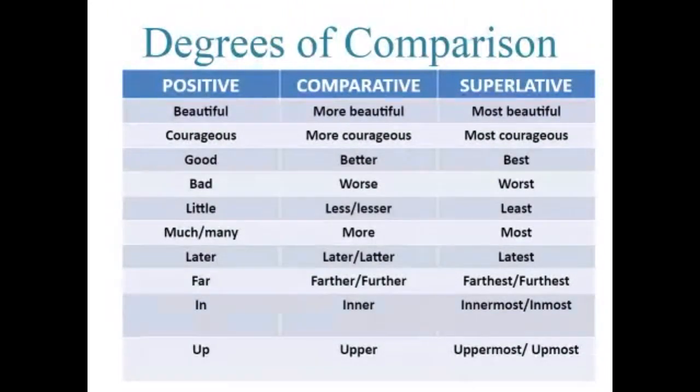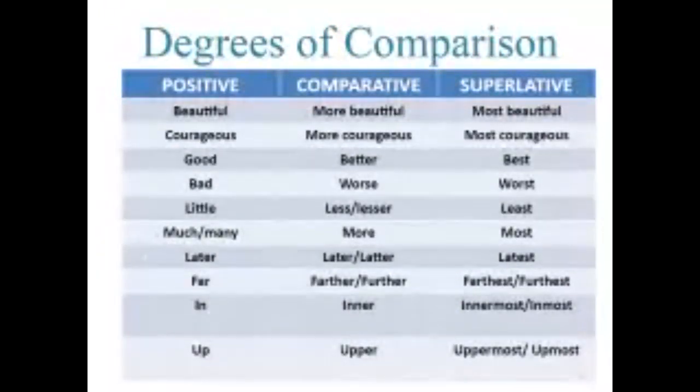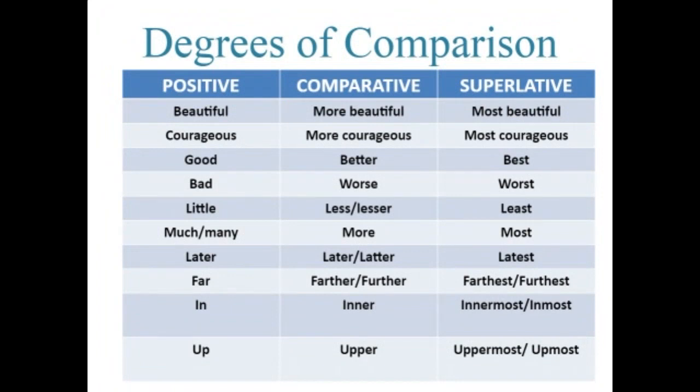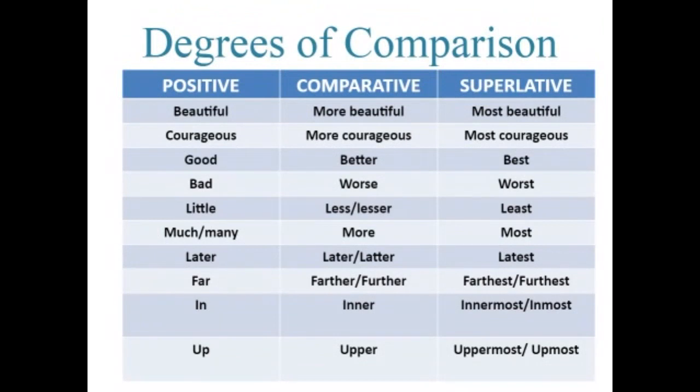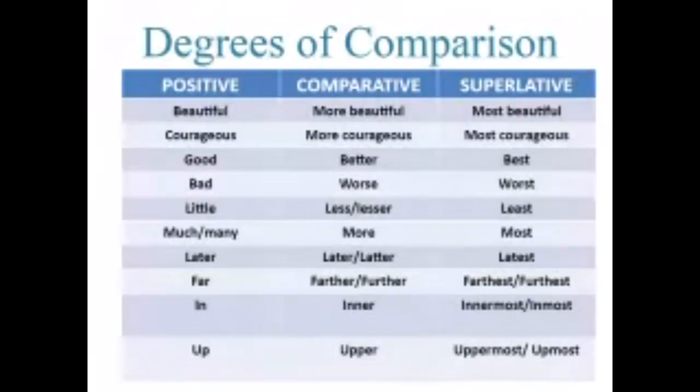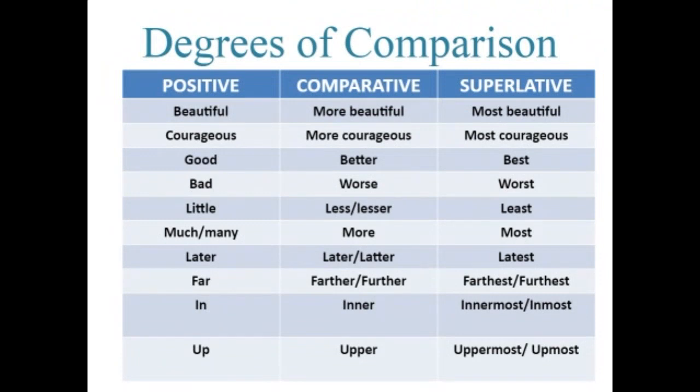The next one is much or many. Comparative form is more, and the superlative form is most. Similarly, we have late. Here, the positive form would have late, not later. The comparative would have later or latter, and the superlative would have latest, right? There's a difference in the meaning in the comparative form, later and latter. Later is when I'm postponing certain things, for example, I'll do this work later, or you can meet me later in the evening.